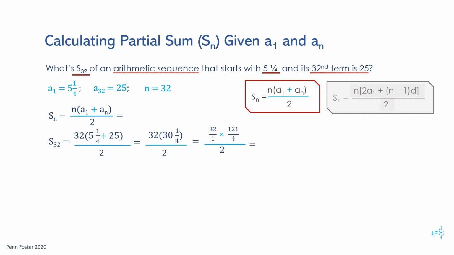Now use the cancellation method to eliminate the greatest common factor, which is 4. The multiplication problem simplifies to 8 over 1 times 121 over 1. Multiply across. Now the fraction in the numerator is 968 over 1, which is essentially 968. Finally, divide over 2. S sub 32 is 484.